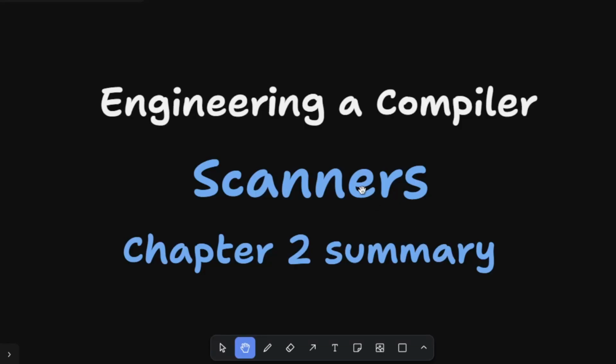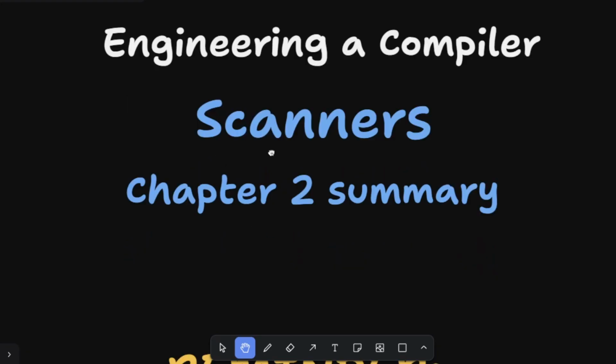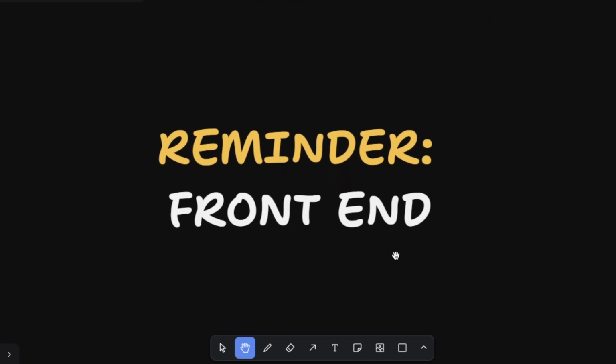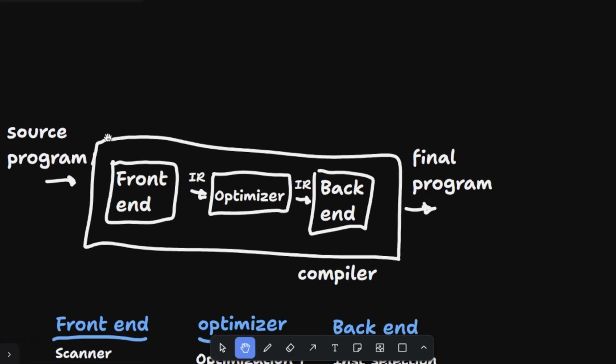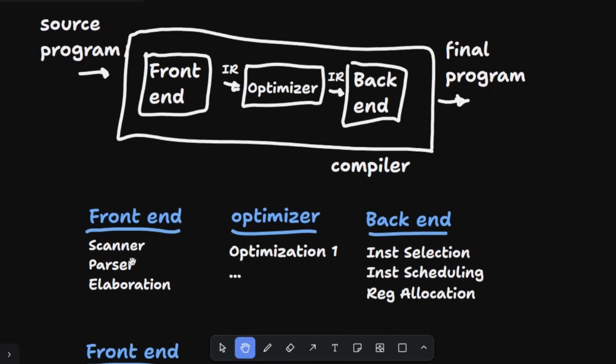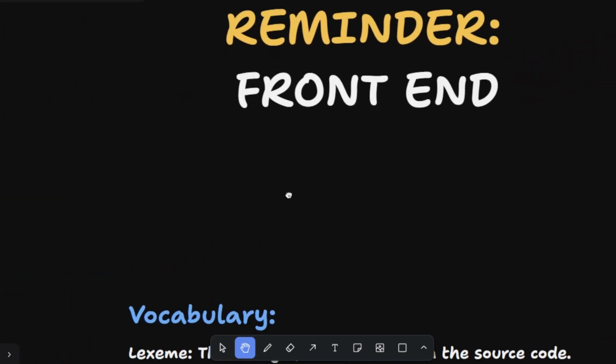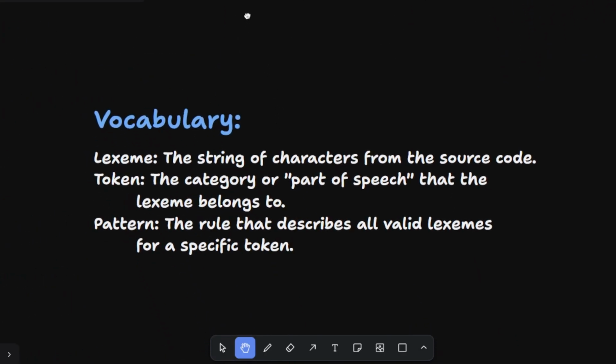All right, Engineering a Compiler, Chapter 2 summary on scanners. Remember, scanners are part of the front end, so this is what a compiler looks like. The front end is the first of the 3 steps in the compiler, and the scanner is the first part of the front end.